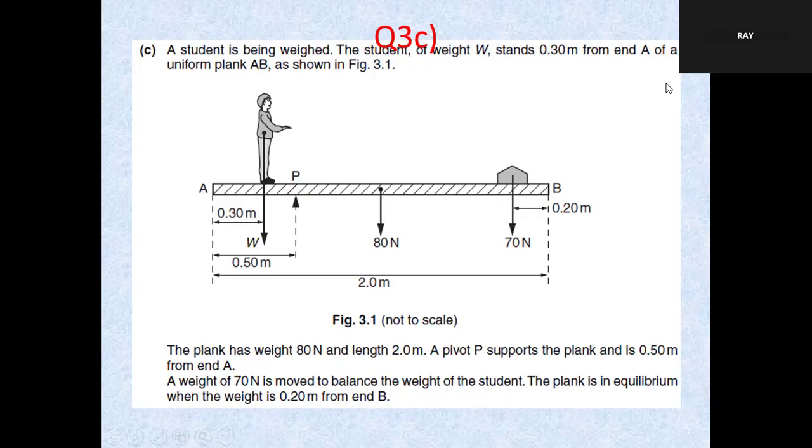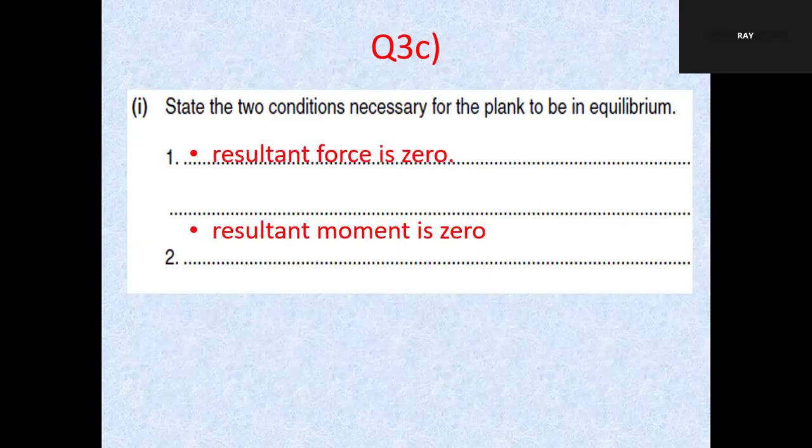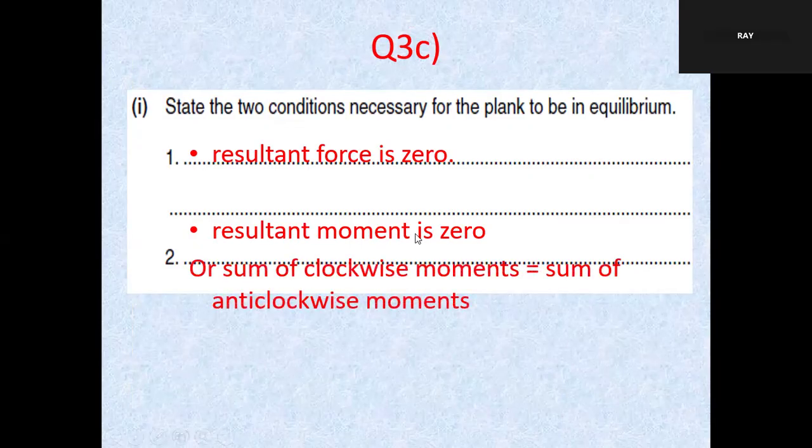State two conditions necessary for the plank to be in equilibrium. No resultant force. No resultant moment. Resultant moment is 0. Resultant force is 0. Or sum of clockwise moment equals sum of anti-clockwise moment.